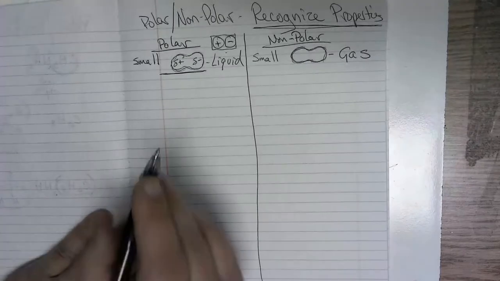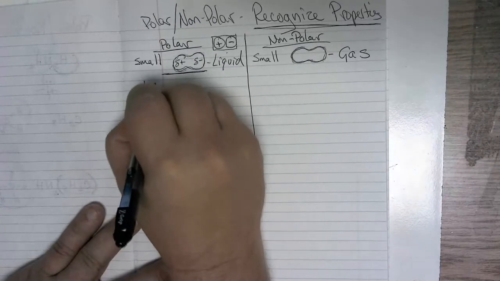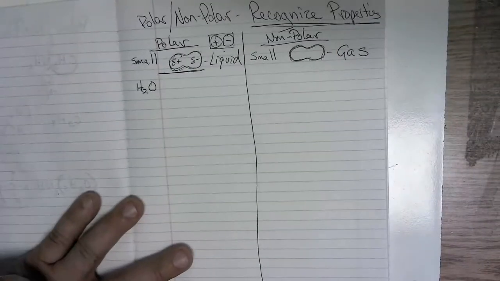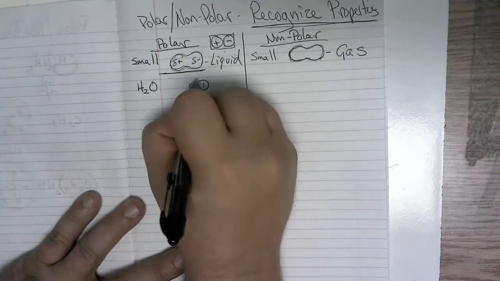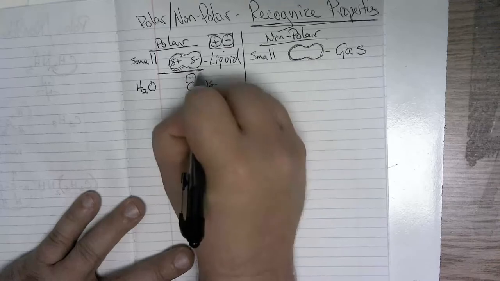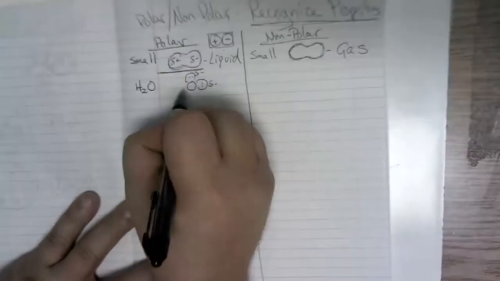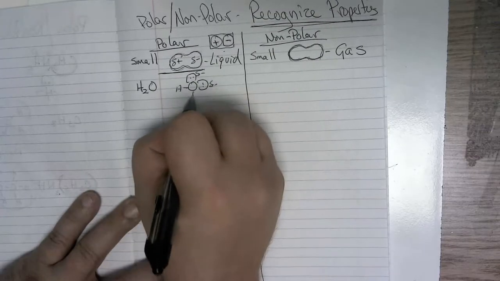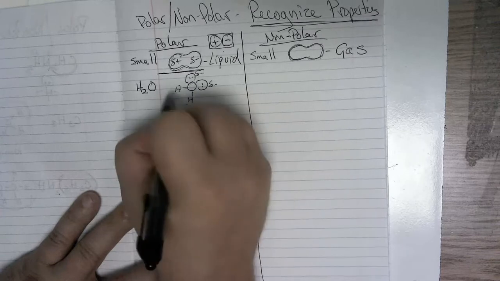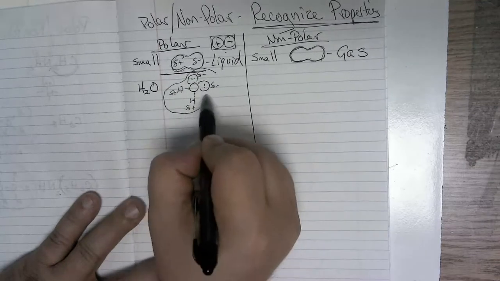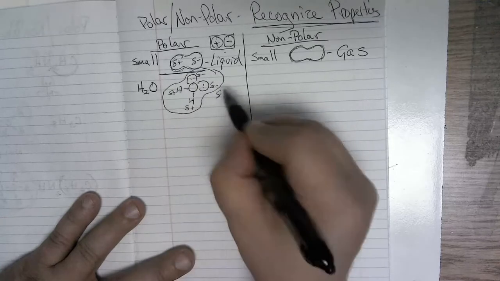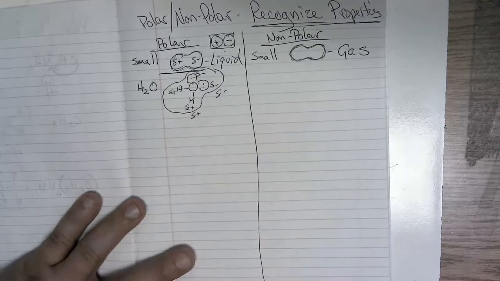Okay, so for example, H2O, when we look at H2O's structure, the O has two lone pairs, and there's our partial negative, right? Partial negative. And then the H's end up being the partial positive. And look what we have here. We have this small molecule that's partial negative on one side, partial positive on the other.